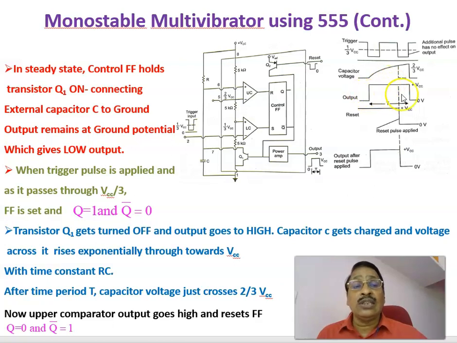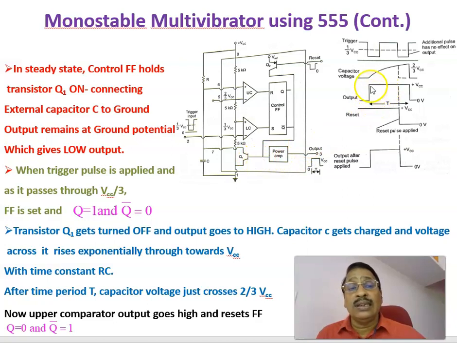Therefore, this quasi-stable state duration is decided by the charging of the capacitor from 0 to 2/3 VCC. When the triggering pulse is applied and passes through VCC by 3, the flip-flop is set. Therefore, this pin will become high, the flip-flop will become set, and Q will become 1 and Q bar will become 0. Transistor Q1 gets turned off, and the output will be going high.